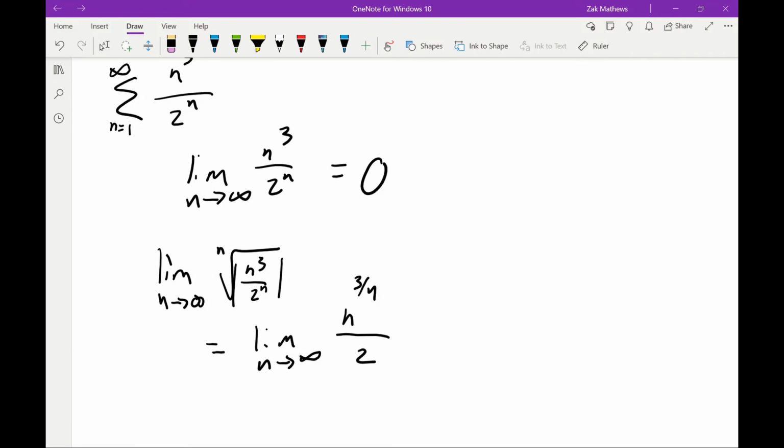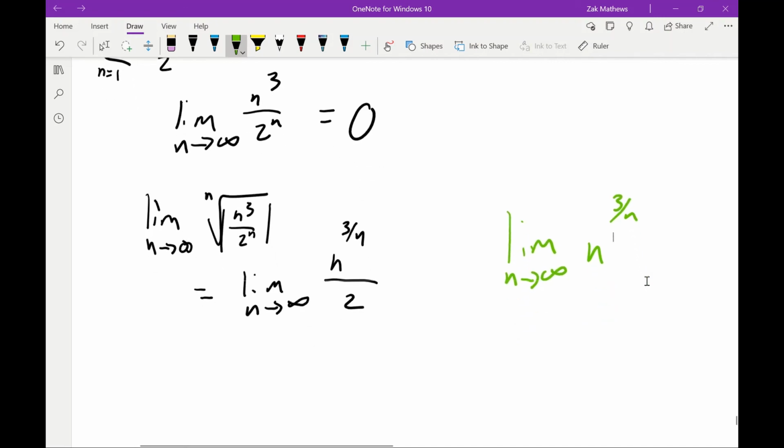So now we need to find this limit as n goes to infinity of n to the 3 over n over 2. Clearly over 2 is not a problem. What I want to really concentrate on for a minute, let's just break it off in its own problem so we don't get too confused. Let's look at this n to the 3 over n, because this is an indeterminate power. We have infinity being raised to a 3 over infinity.